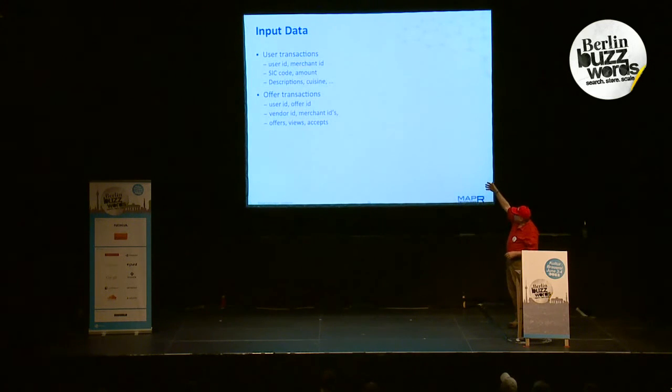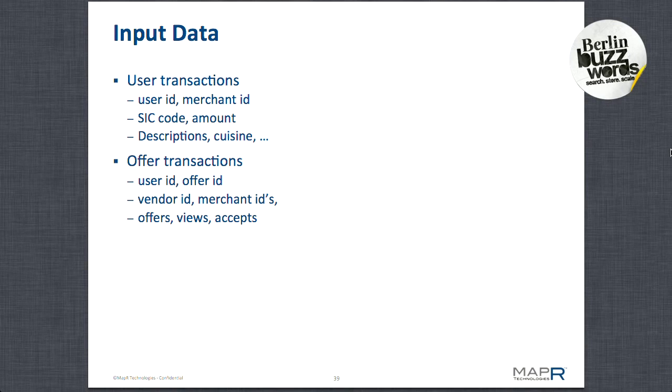Suppose we have user transactions, say credit card transactions. These are user ID and the merchant ID, the industry code, the amount, possible descriptions of the merchant, maybe its cuisine if it's a restaurant, and so on.